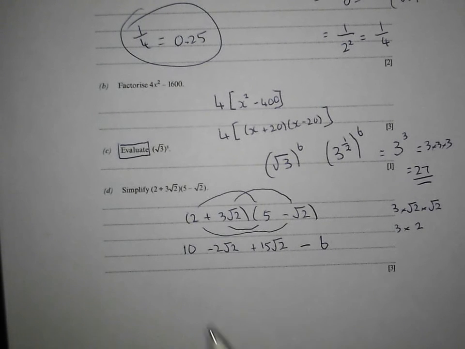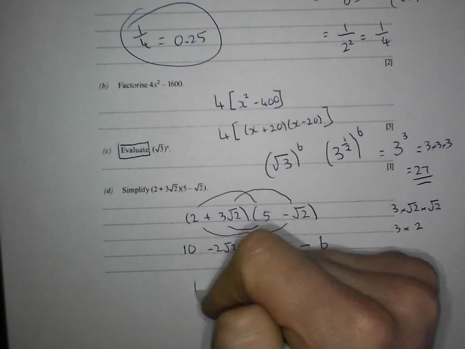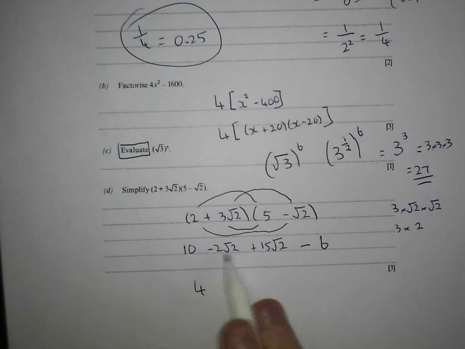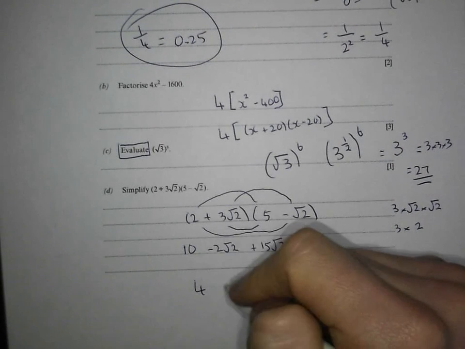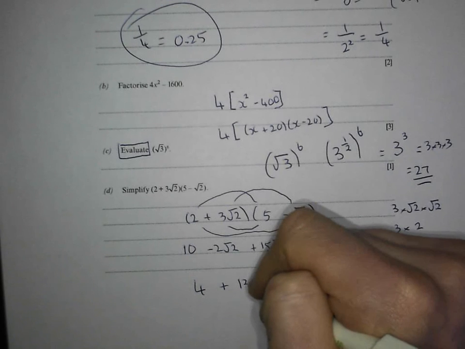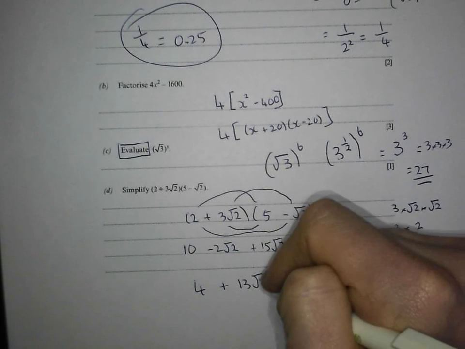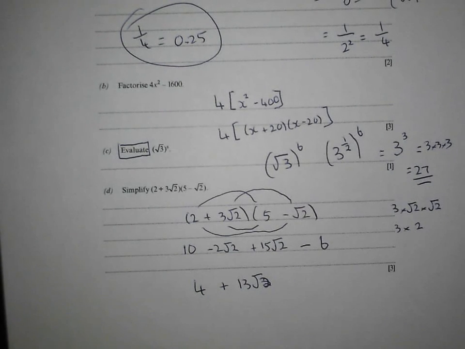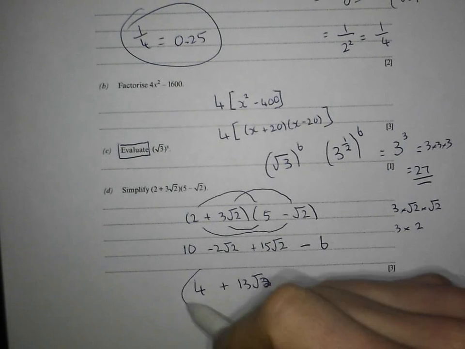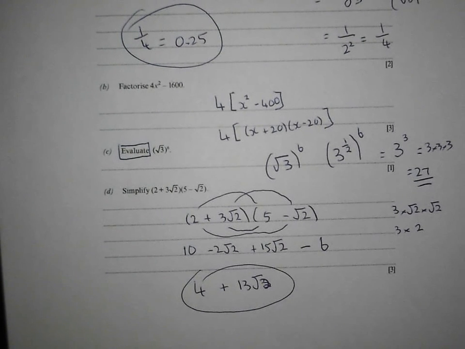Then we've just got to tidy it up. 10 take away 6 is going to be 4. Minus 2 root 2, add on 15 root 2s, I think it's going to leave us with positive 13 root 2s. Minus 2 root 2, if you add minus 2x plus 15x, you're going to end up with positive 13x. So we end up with 4 plus 13 root 2. Done and dusted.